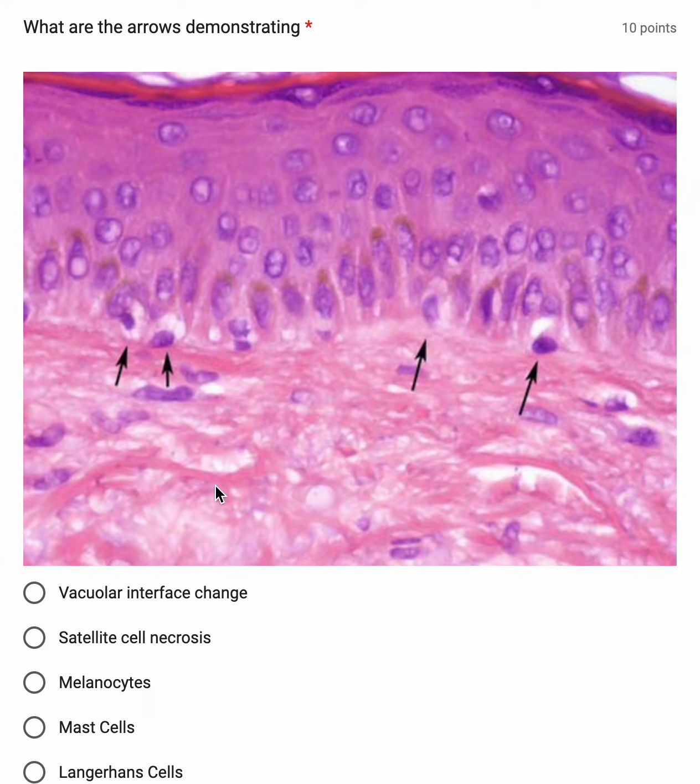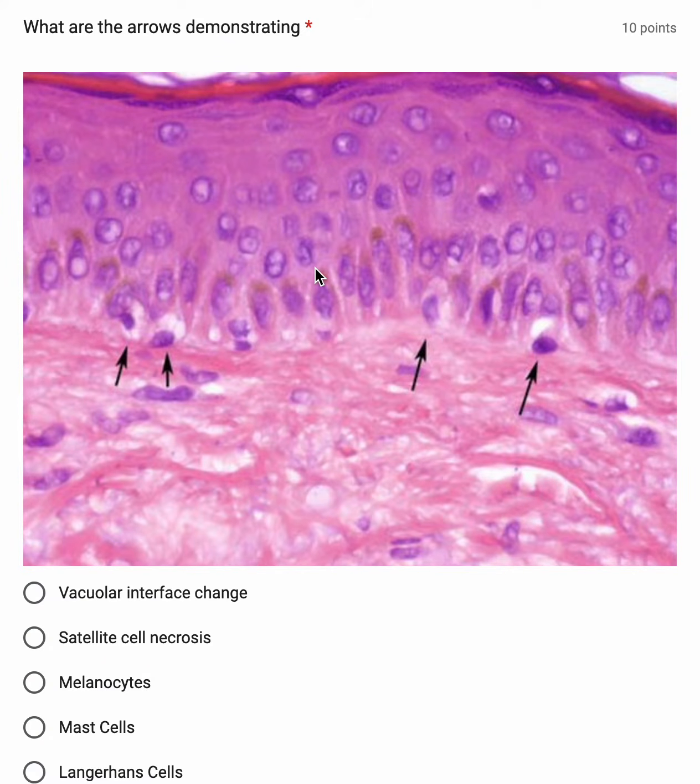Now, quite a few of you have marked this as vacuolar interface change. Vacuolar interface change is in the context of a vacuolar interface dermatitis. However, this is normal skin. There is no inflammation whatsoever. When there is no inflammation, you cannot call this vacuolar interface change, and neither can you call this satellite cell necrosis.